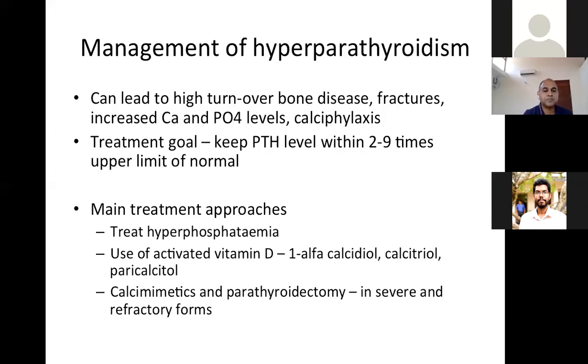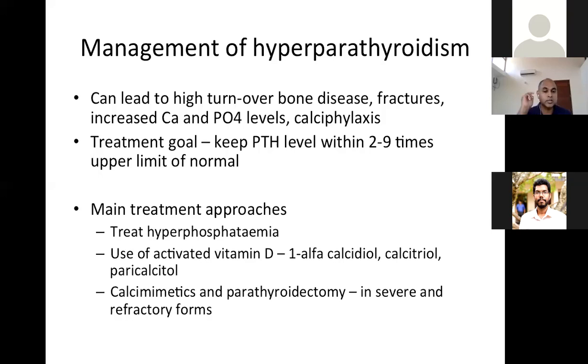Another type of vitamin D that we use is paricalcitol. That's another preparation we use for patients with hyperparathyroidism in order to bring down the parathyroid hormone level. And sometimes these feedback loops don't work very well in patients with CKD. Sometimes the parathyroid gland starts to function autonomously.